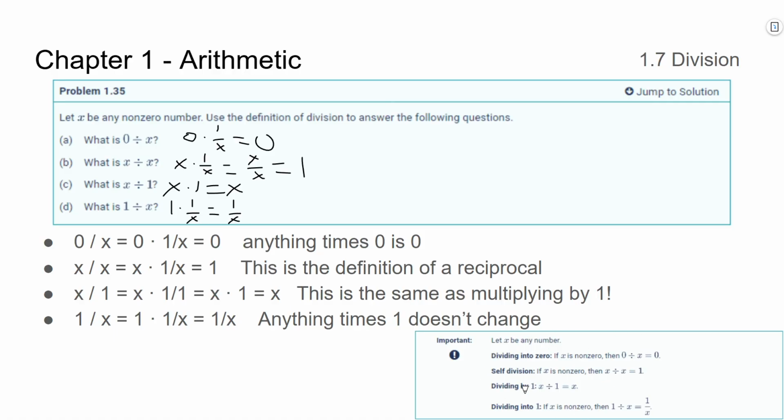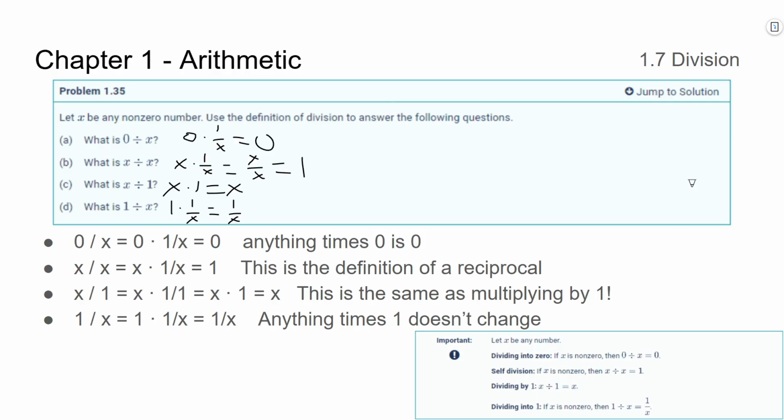All right, and check out this important fact over here. Let x be any number. If you're dividing into 0, so if you do 0 divided by anything, it's always going to give you 0 back. If you divide by itself, so if you do x divided by x, you're always going to get 1. It doesn't matter if it's a million divided by a million, it's always going to be 1. If you divide by 1, you're going to get the original thing back.